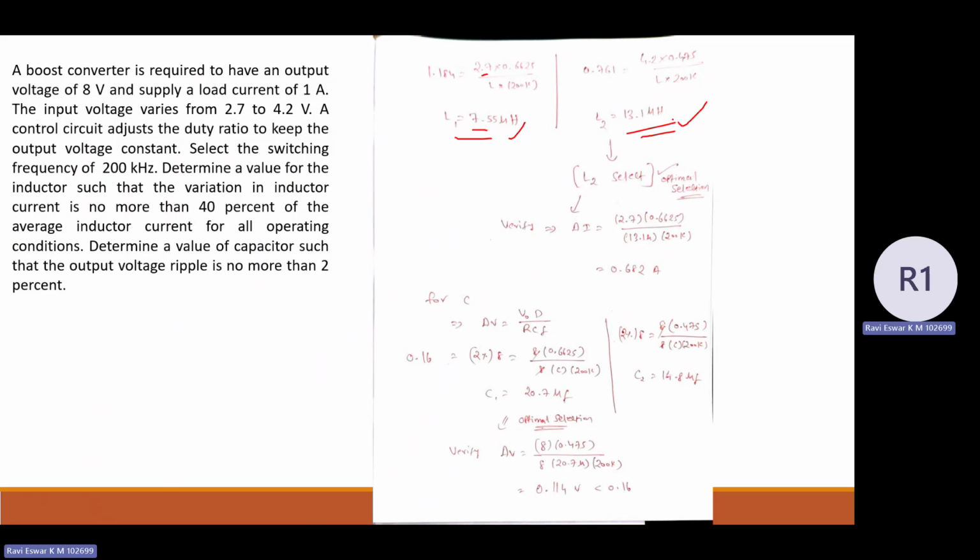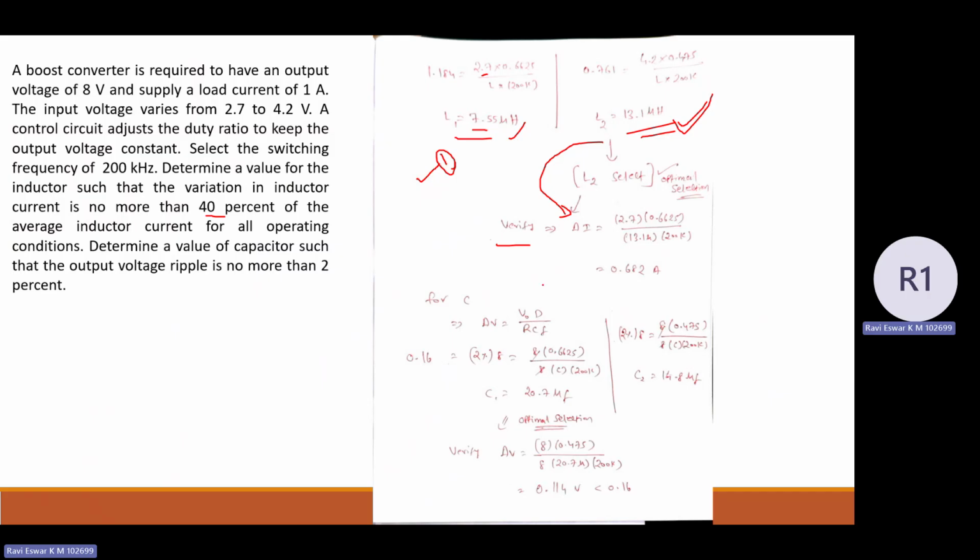Suppose I take 13.1 microhenry, L2. If I take this L2, I'm going to check whether the first example is satisfying or not. You can verify this, whichever the larger L, that L value you can take, and you can verify whether the first condition is satisfied, whether the inductor ripple is maintained not more than 40%.